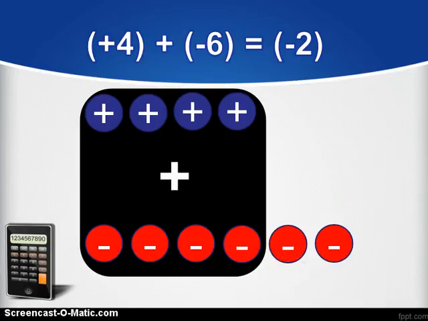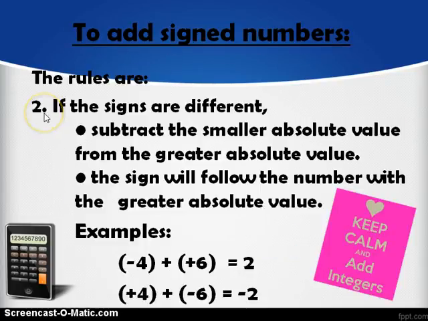So how do you add integers with different signs? If we have integers with different signs, we have to subtract the smaller absolute value from the greater absolute value, and the sign will follow the number with the greater absolute value. Example, if we have negative 4 and positive 6, we subtract the smaller number from the bigger number, so that will be 6 minus 4, that is 2, and the sign of the bigger number is positive, so the answer will be positive 2.